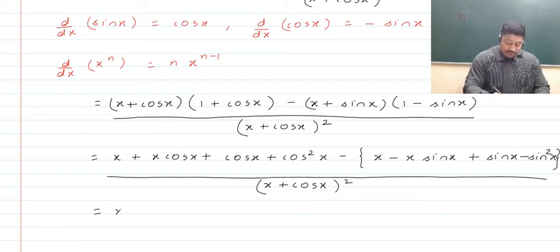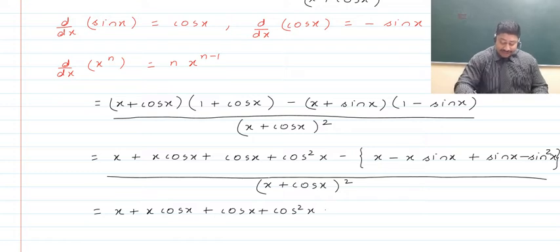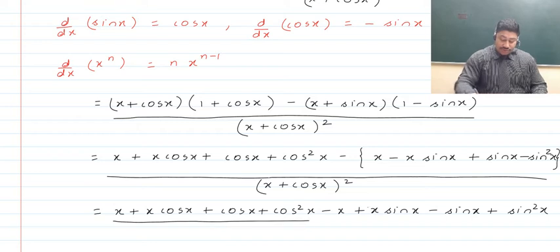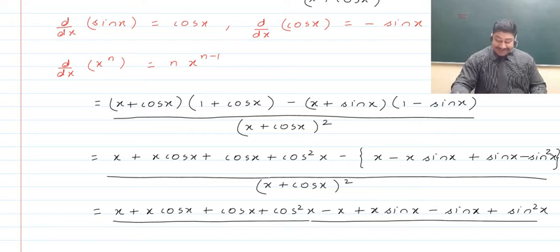opposite signs. So we have x plus x cos x plus cos x plus cos square x, and from that is subtracted x. To it is added x sine x, as minus gets multiplied with minus to give you a plus sign, and from that is subtracted sine x, and then we have minus minus plus sine square x, right? Now this is whole divided by what we divided earlier, that is x plus cos x whole square, right?